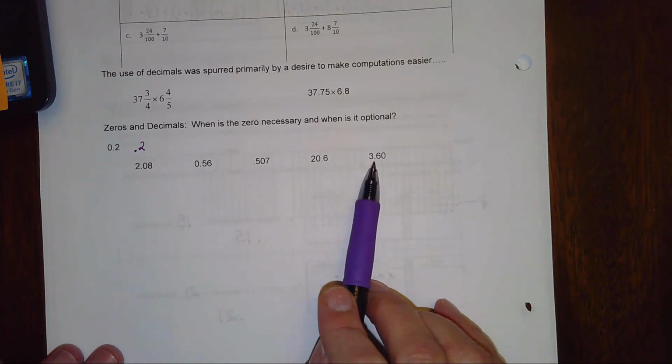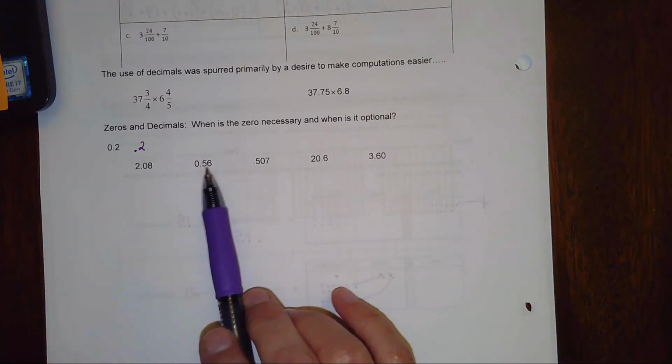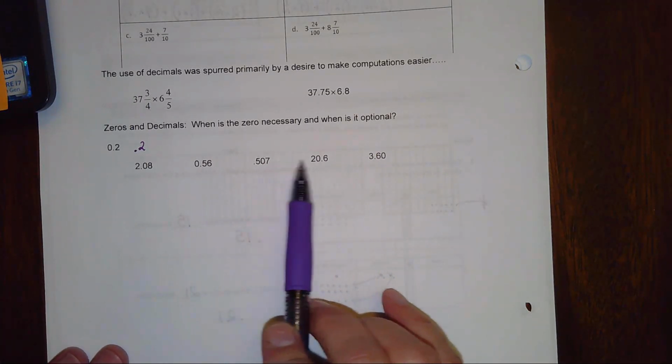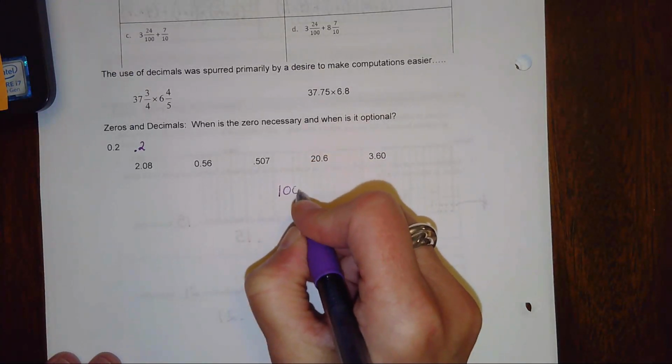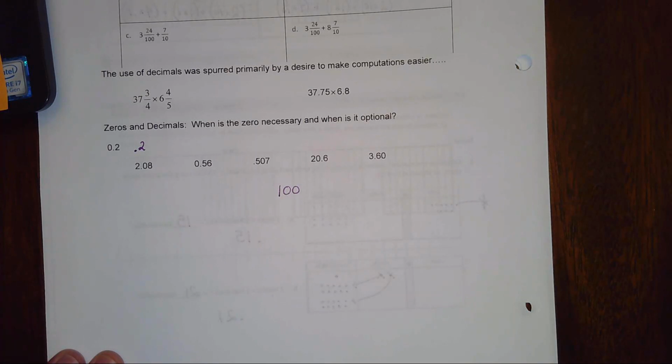Now when we talk about necessary zeros, these are the zeros that come after the decimal, right? But obviously we would need the zeros if they come before the decimal, right?